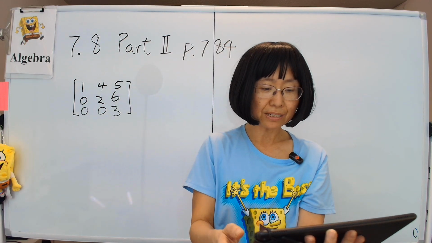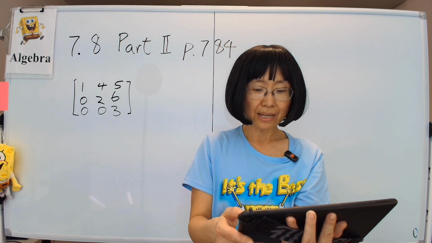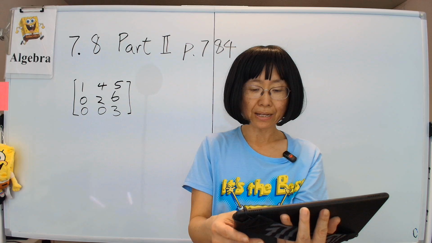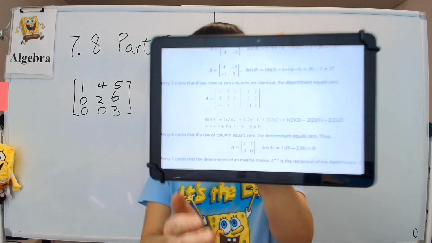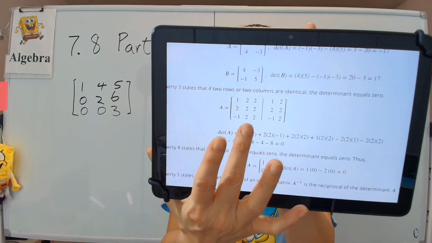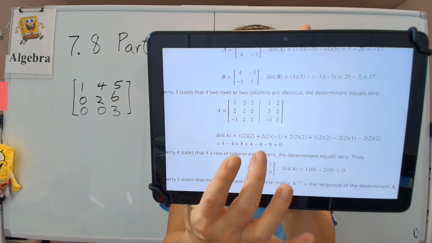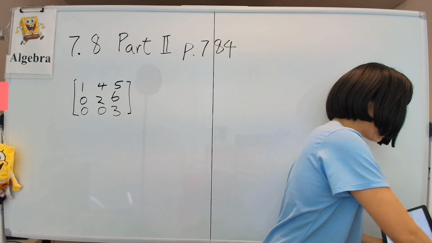Next, property 3 says that if two rows or two columns are identical, then a determinant is automatically 0. Anyway, here's a sample. Please calculate the determinant of this thing. See, it has two identical columns. And then you calculate it and realize the determinant is 0. So please do that yourself.